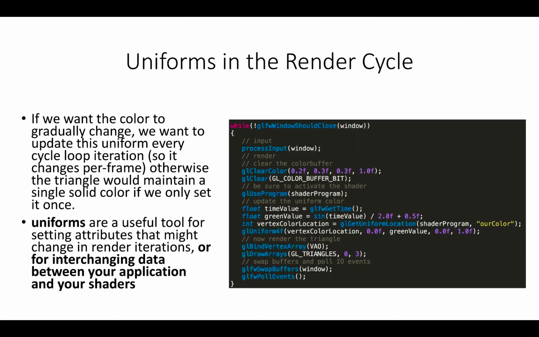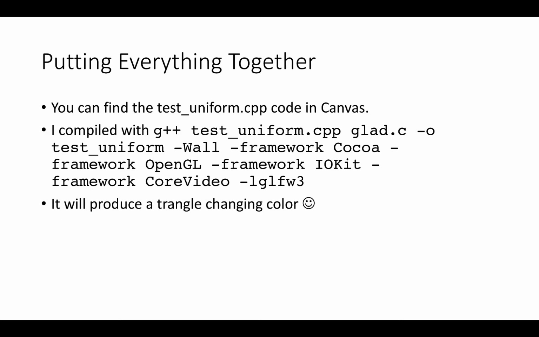If we want the color to gradually change, we want to update the uniform every render loop iteration, so it changes per frame. Otherwise, the triangle would maintain a single solid color if we only set it once. So we calculate the green value and update the uniform at each render iteration. Uniforms are a useful tool for setting attributes that might change in each render iteration, or for interchanging data between our application and our shaders.